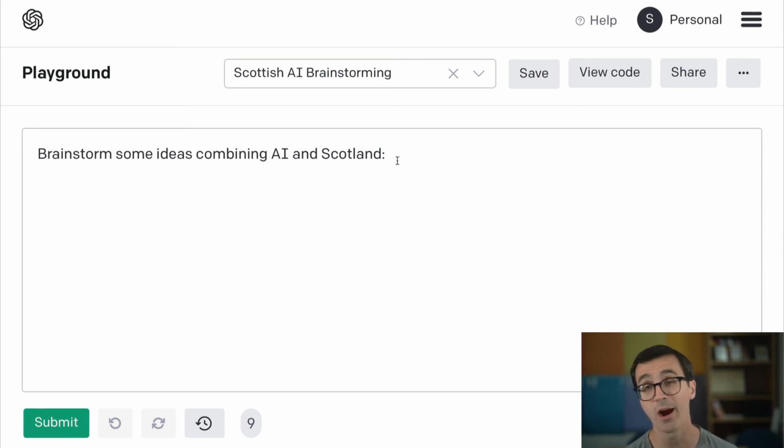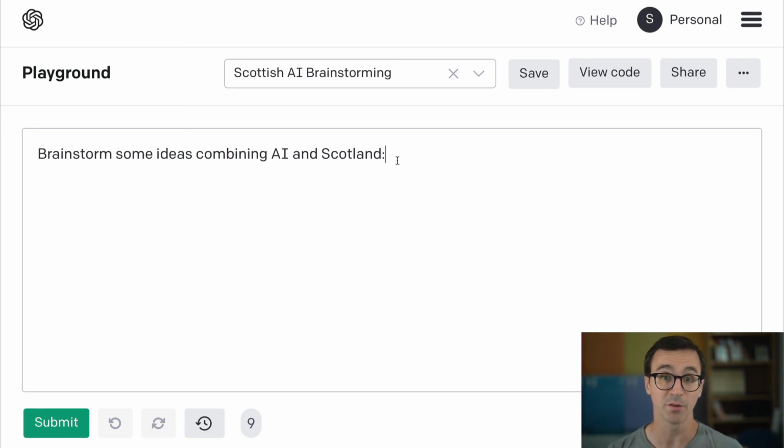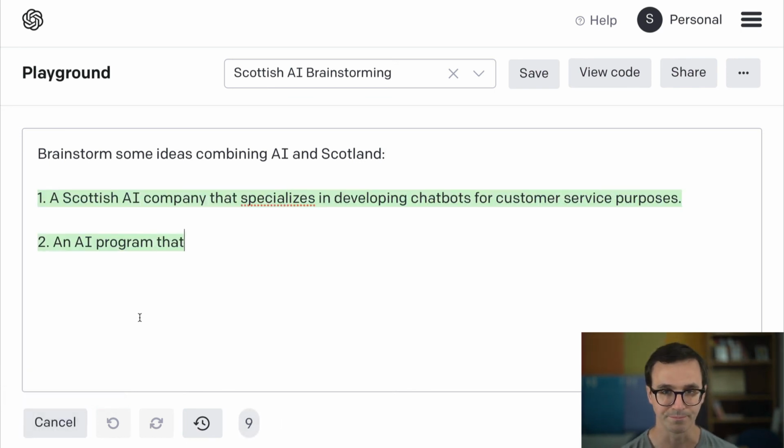Okay, so this hasn't been hard coded in it. It probably hasn't been asked before by anyone. But this massive model with 175 billion parameters, looking at many, many billions of bits of text, has some understanding of the meaning, the semantics behind brainstorming. Means, okay, come up with a few ideas, right? It knows what AI is semantically, it knows what Scotland is. It's seen lots of examples of writing about Scotland and what Scotland involves, and it can give us some answers. So let's submit this. This is live to the API.